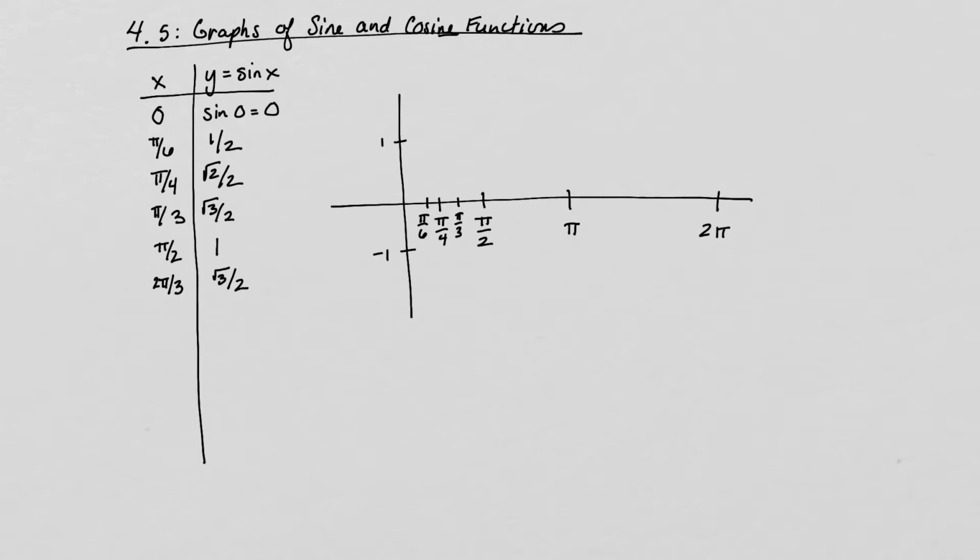If we start to plot, at 0 we're at 0. At pi over 6, we're at 1/2. At pi over 4, we're at root 2 over 2. Root 2 is like 1.4 something, so it's going to be a little bit bigger than 1/2. Root 3 over 2 is going to be even a little bit bigger. And then finally at pi over 2, we're at 1. So we get this nice looking curve.